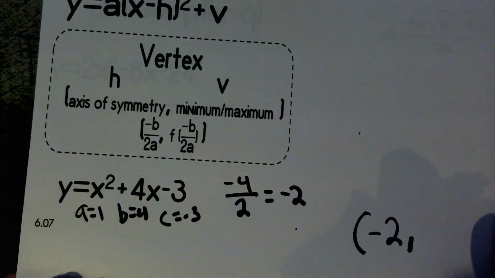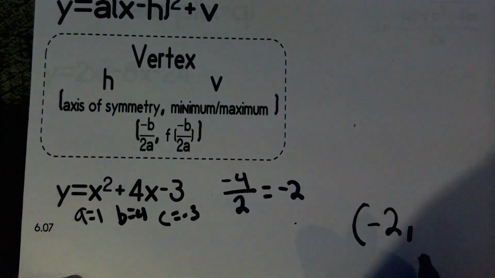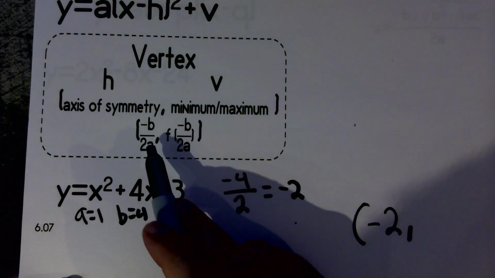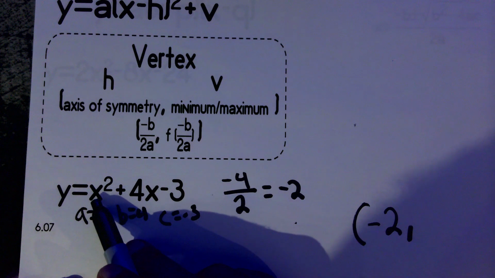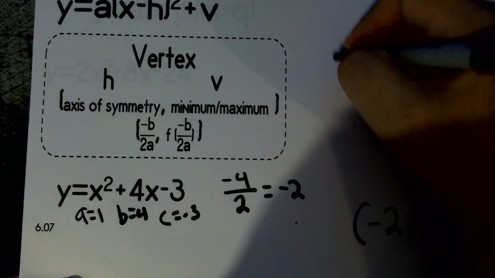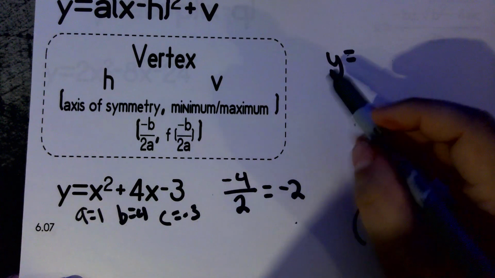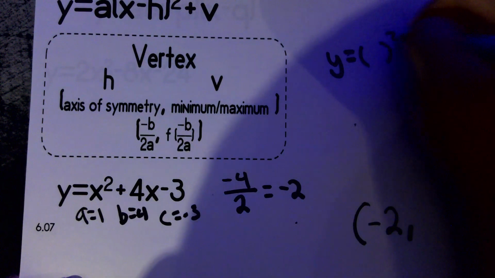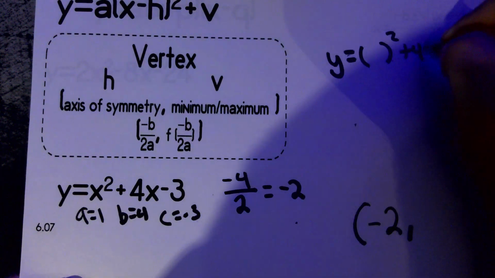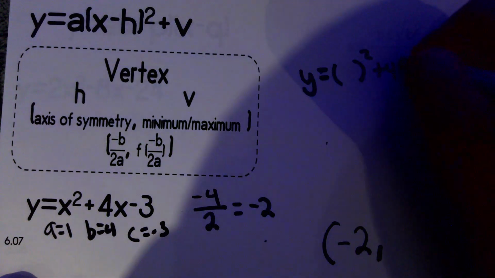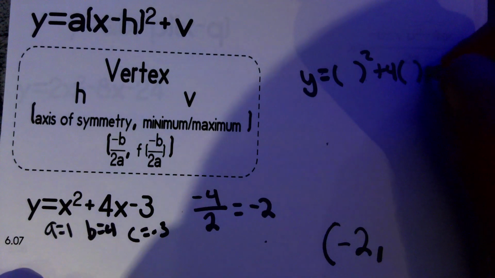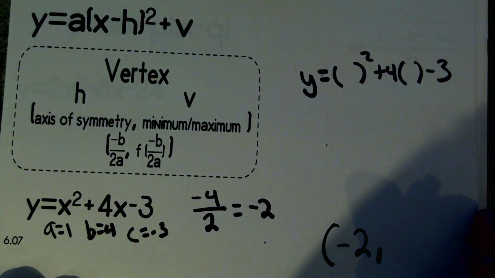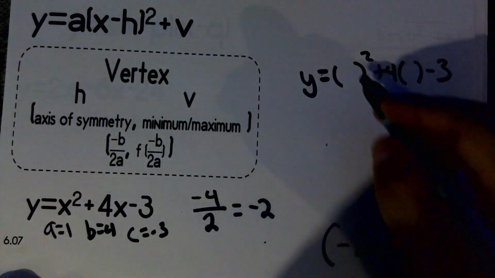The vertex has to have -2 in it. That says, okay, at -2, what is my v value? So let's plug that in. You've got to be very careful here. I always like to start by simply taking the x's out and putting them in parentheses. And now I'm going to take that -2 and plug it into the parentheses.